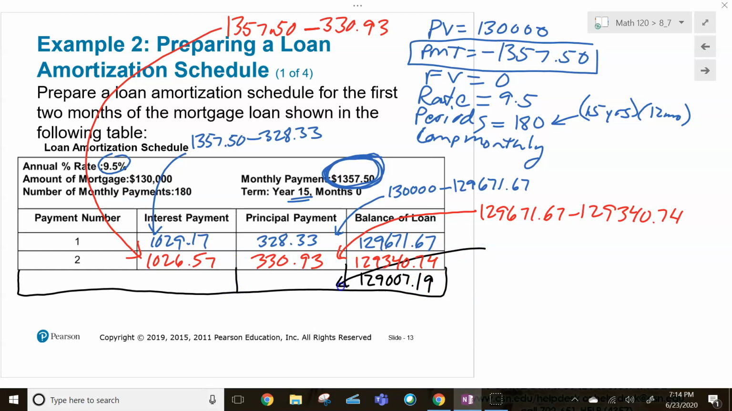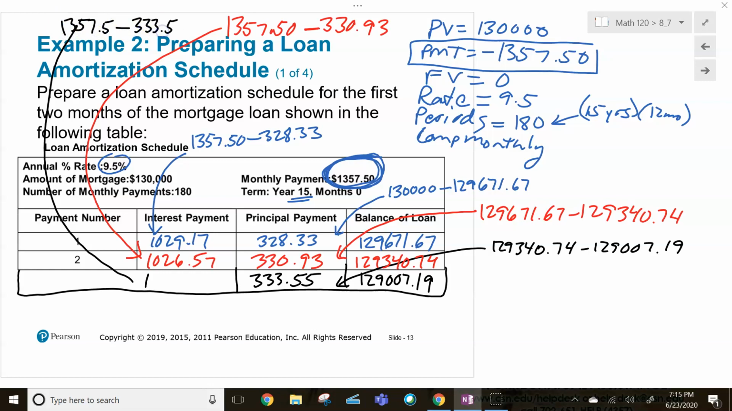So then right here will be the difference. 129,340.74 minus 129,007.19 is 333.55. And then right here will be 1357.5 minus 333.55, which is 1,023.95, and this is on the third payment.